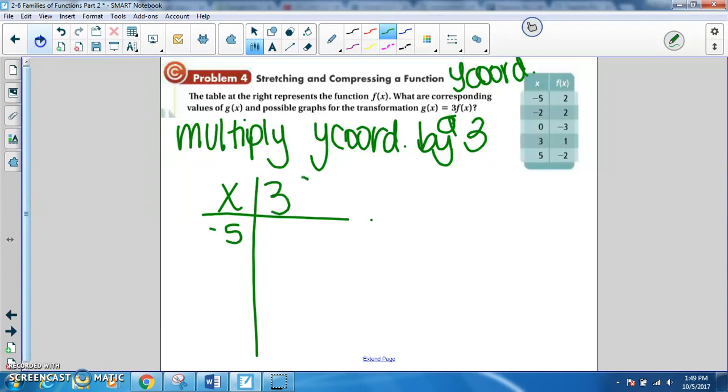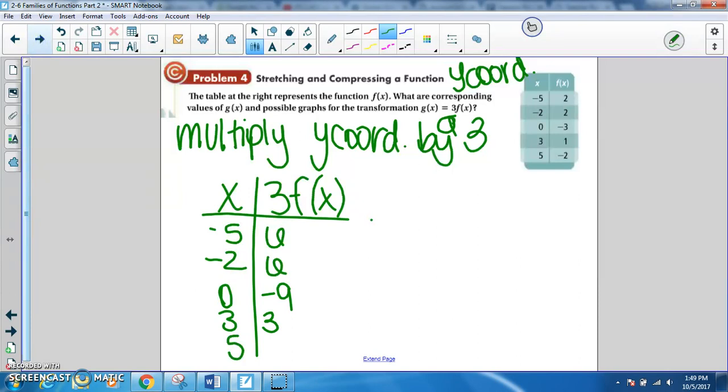And now it's going to be 3 times f of x. So 3 times 2, which is 6. Negative 2, 6, 0. Negative 3 times 3, negative 9. 3 times 1, 3. 5. 3 times negative 2, negative 6. So this would be g of x.